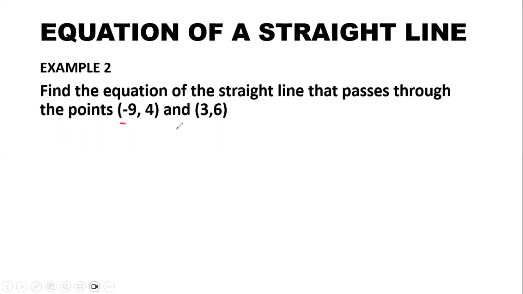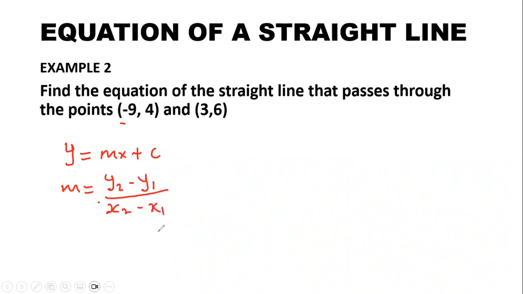Example 2. We are asked to find the equation of the straight line that passes through the points negative 9, 4, and 3, 6. First, we have to know that the equation of the straight line is in the form y equal to mx plus c. So we have to find the value of m and the value of c. And m is the gradient. Gradient is equal to y2 minus y1 all over x2 minus x1.